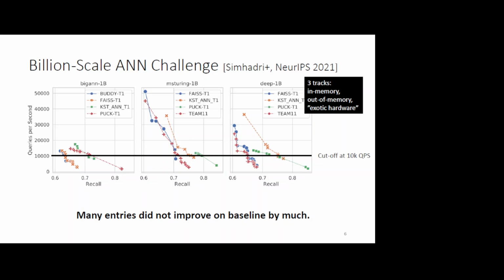Okay, it's their final result. It's the NIPS competition in 2021. You can see these 3 plots on 3 different data sets: Big ANN, Turing, and Deep. All are 1 billion data sets. And they just show some results here.